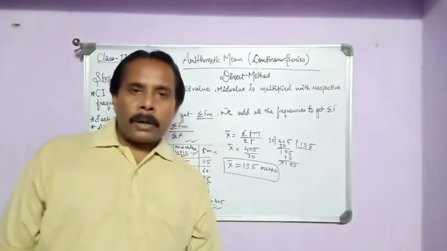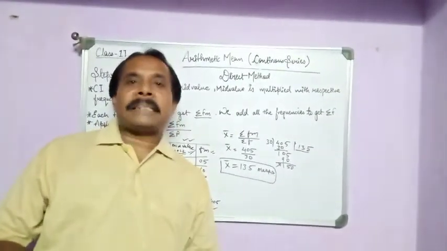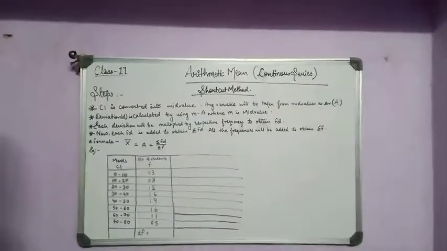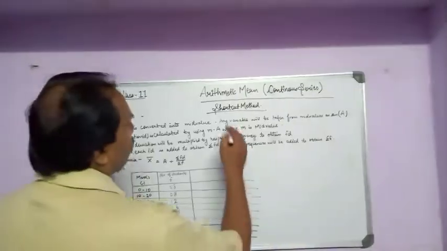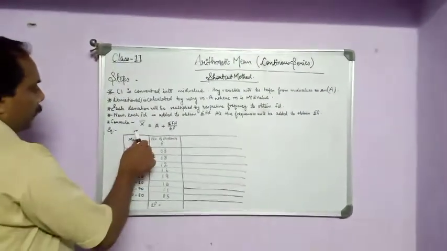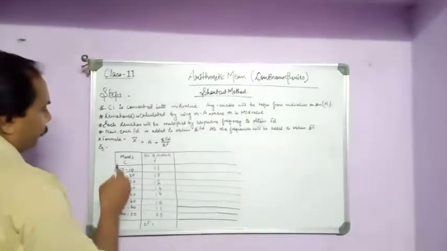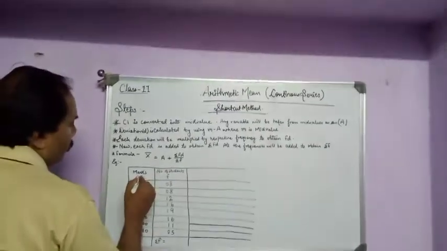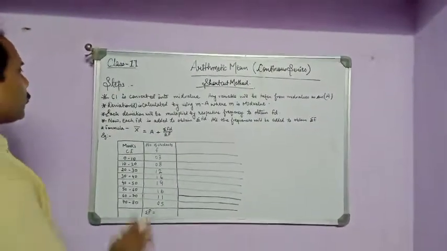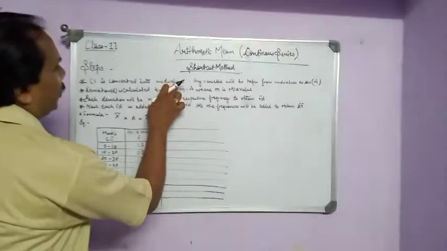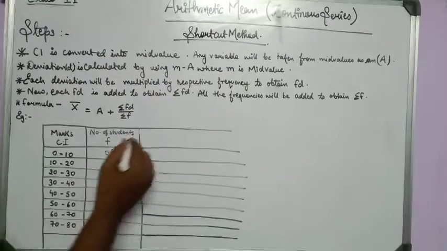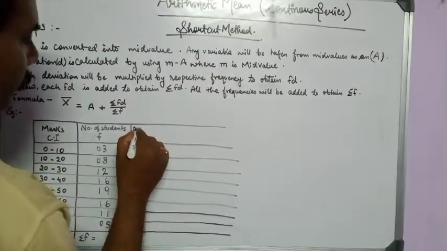Is it clear? Now come to the second part, that is the step deviation method in a continuous series. This is the shortcut method, and the series is continuous because the class interval is given. So in the previous video, first of all what we did? First of all we converted the CI into mid value. Clear? The CI is converted into mid value. So here that is the mid value.